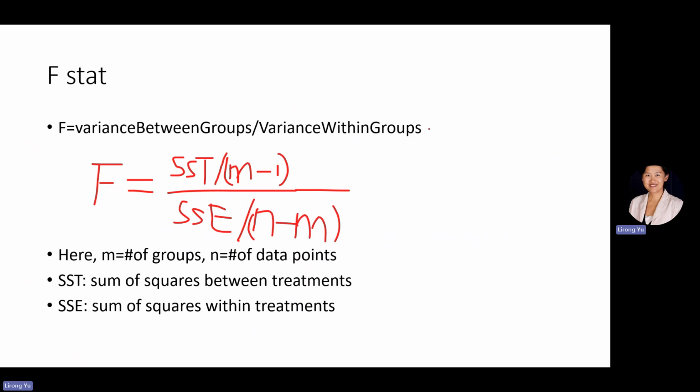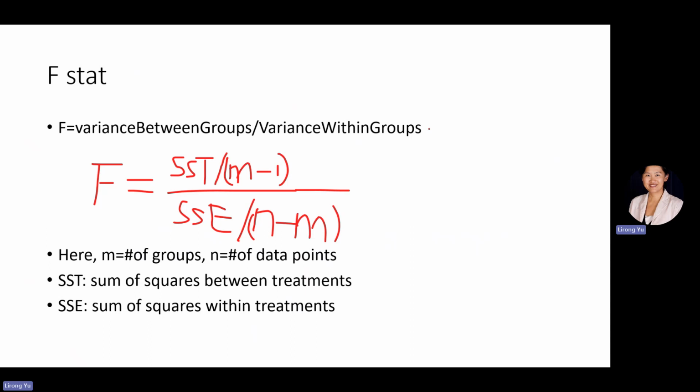A bigger variance indicates variability. Now, if mean 1, mean 2, mean 3 have a big variability, that is really caused by the fact they're different, right? They have a huge difference.